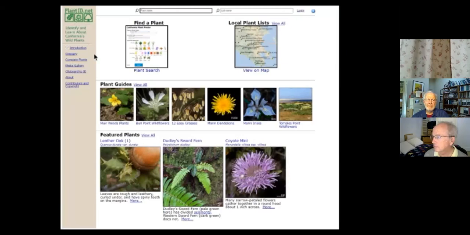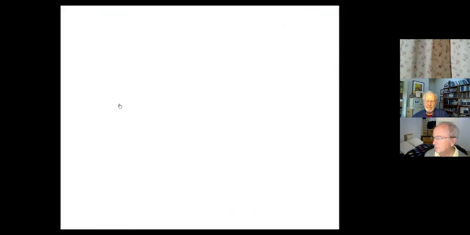A third way to get started is to choose a plant guide written by an author on a specific topic. For instance, Marin dandelions, or 12 easy grasses, or common Muir Woods plants. Whether you start with a generic search, a local plant list, or plant guide, you'll end up at an illustrated plant list.